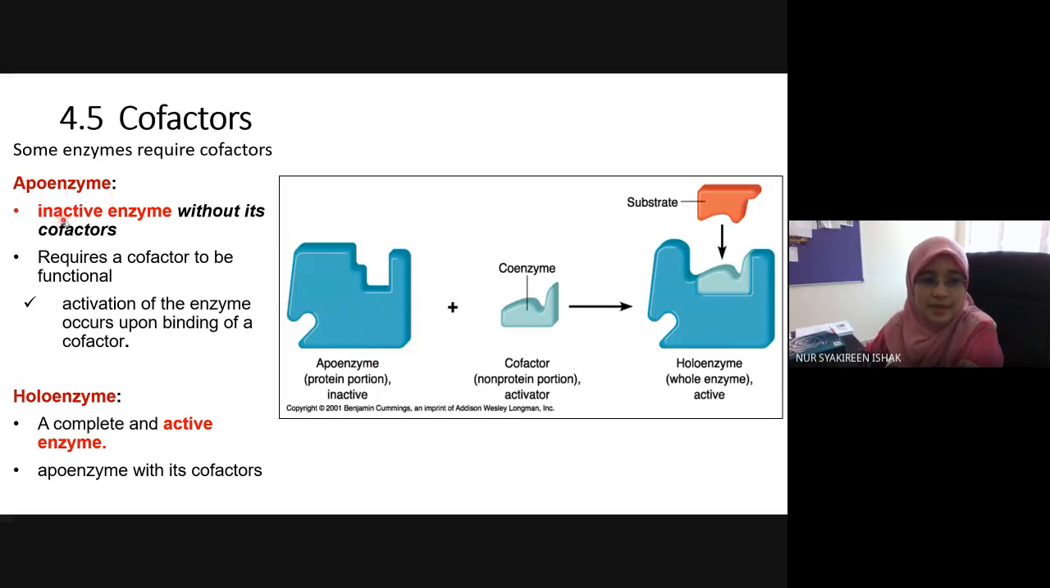So an inactive enzyme is an apoenzyme without its cofactor, and if you add a cofactor to the active site of the enzyme, we call it a holoenzyme. It is the active form of an enzyme. When the cofactor binds to the active site, then only the enzyme is activated, and the substrate can enter into the active site to catalyze the reaction until it produces the products. So just remember these two terms: apoenzyme, without cofactors, so it is inactive; holoenzyme, with cofactors, so it is active.